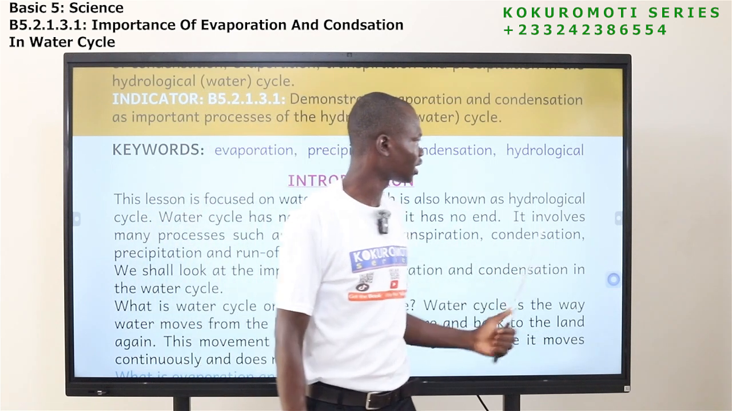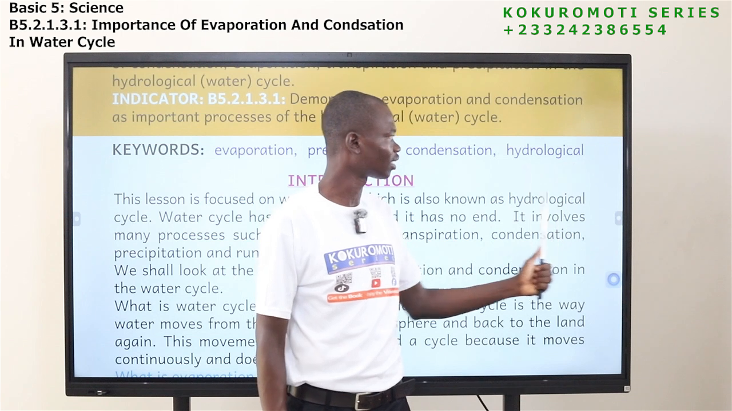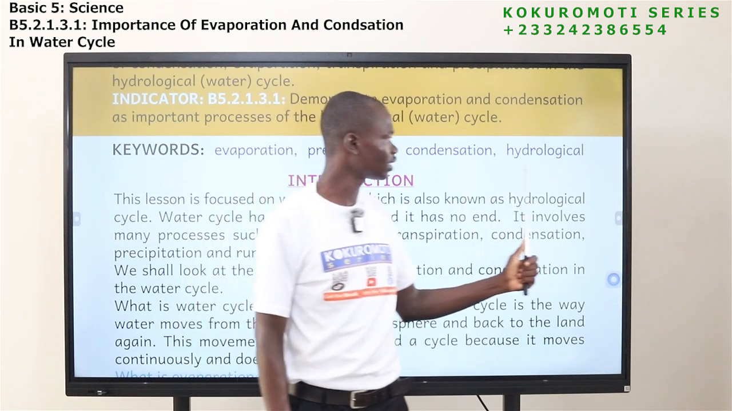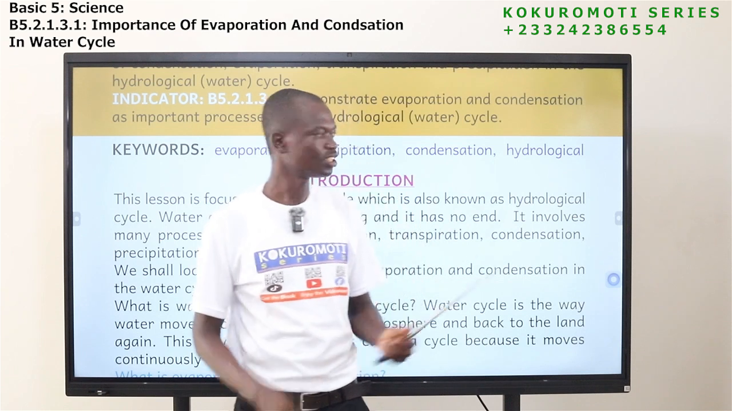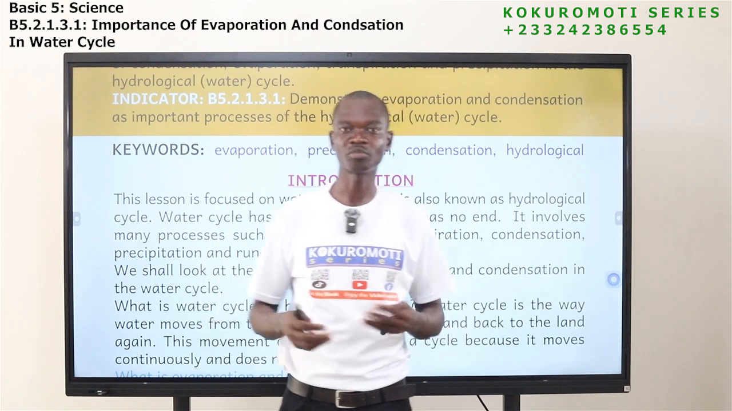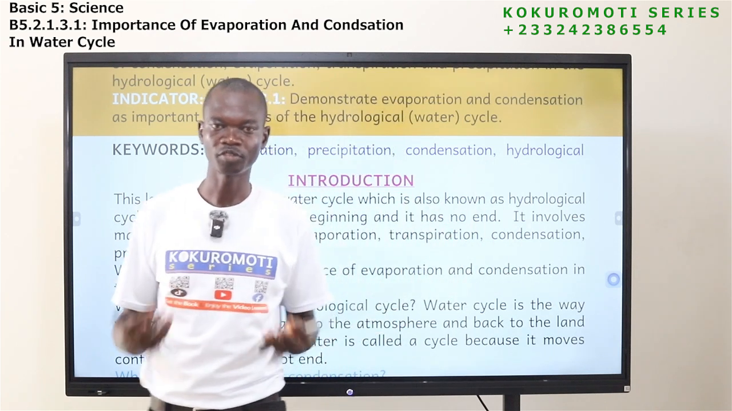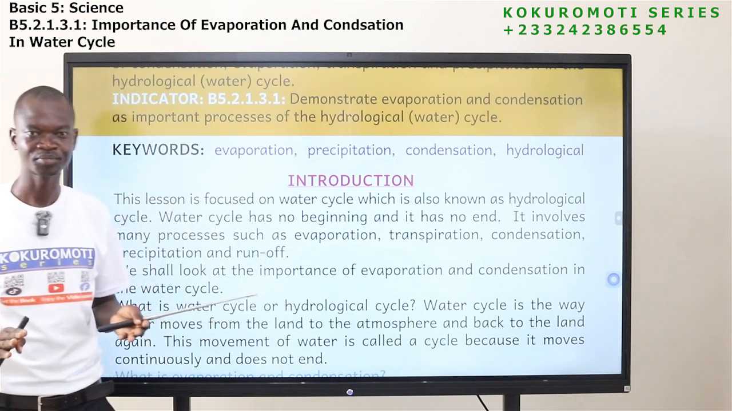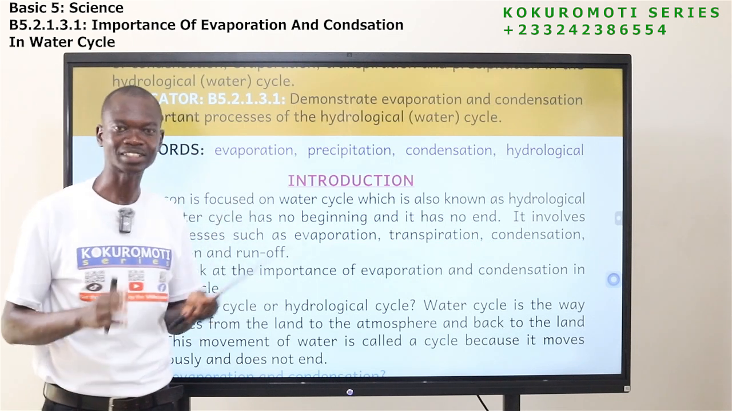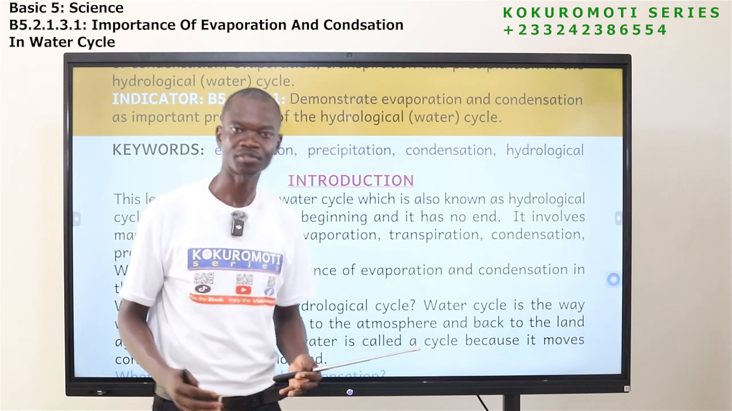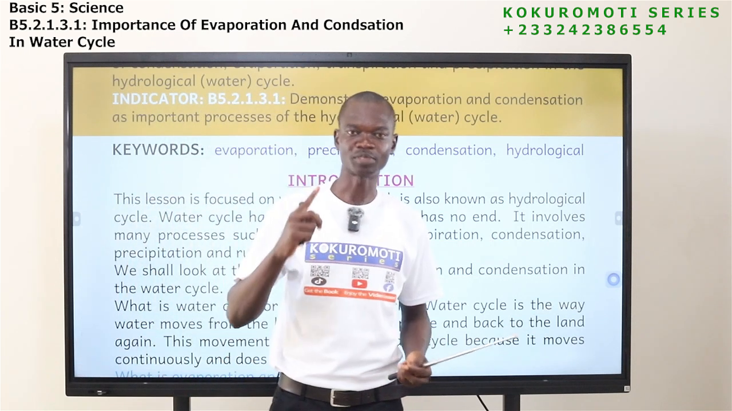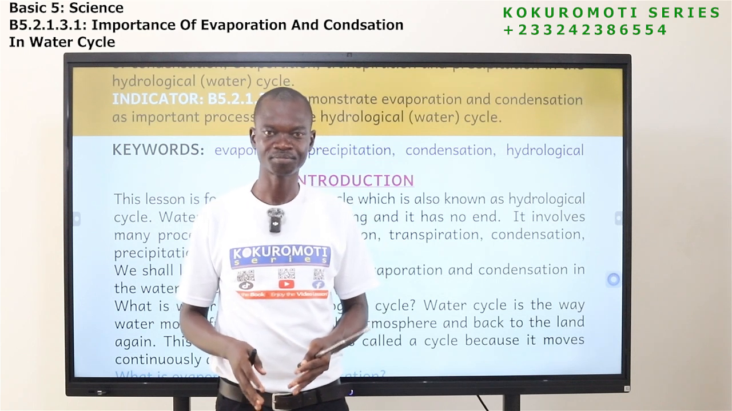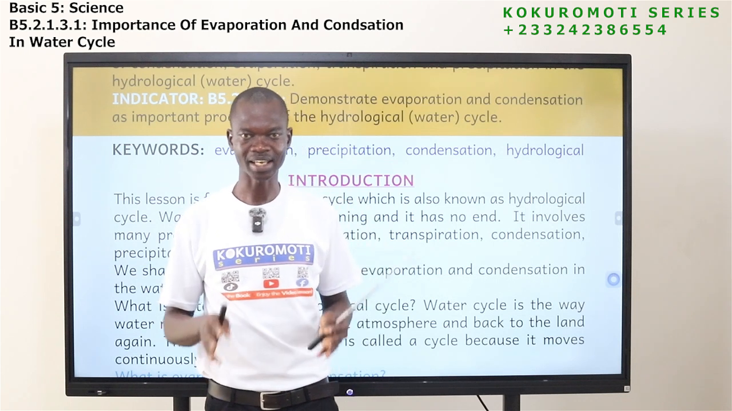The last one that we have is hydrological. The word hydro means water. The word hydro means what? Water. So hydrological, we are talking about movement of water. So today's lesson is all about water. We are going to look at how water moves from the surface of the earth to the atmosphere and then comes back to the earth again. And that is water cycle.